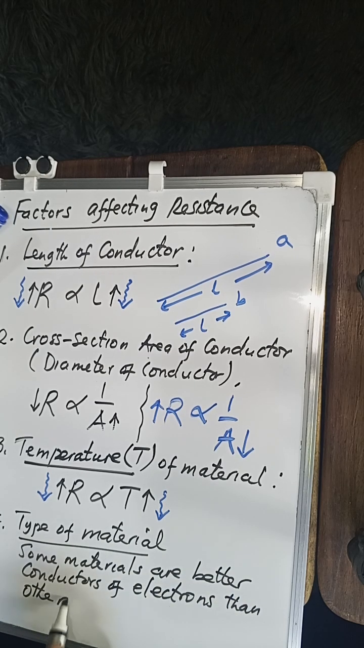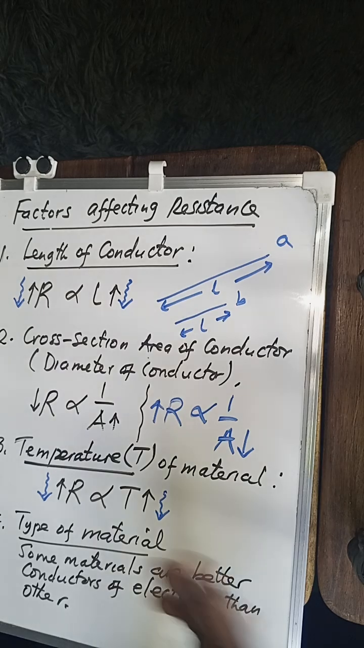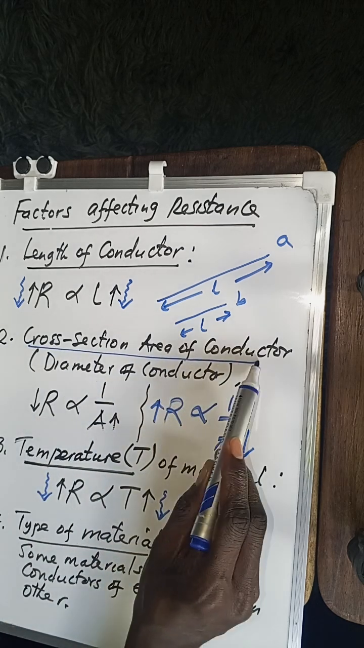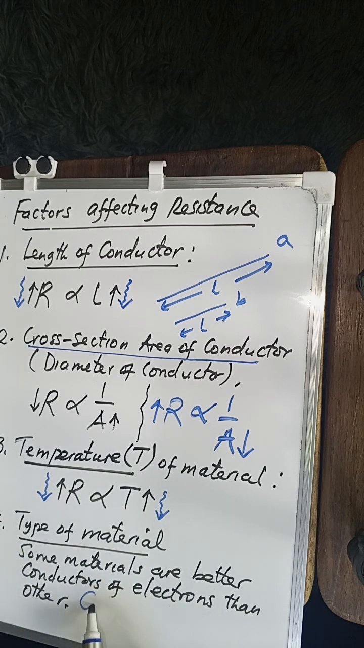For example, copper is a very good conductor of electrons, and that is why we use it in most everyday applications. But I'm not saying it's the best, not at all. There are other materials that are better conductors. So the factors affecting resistance are the length of the conductor, the cross section area of the conductor, the temperature of the material, and also the type of material that you choose.